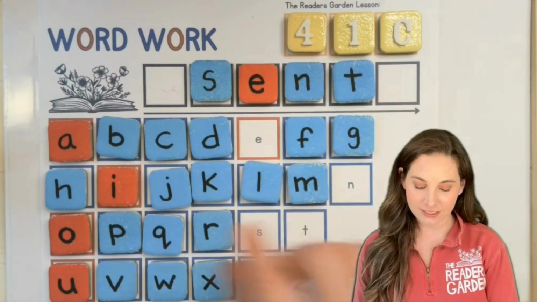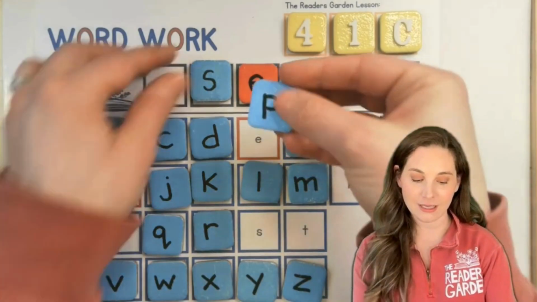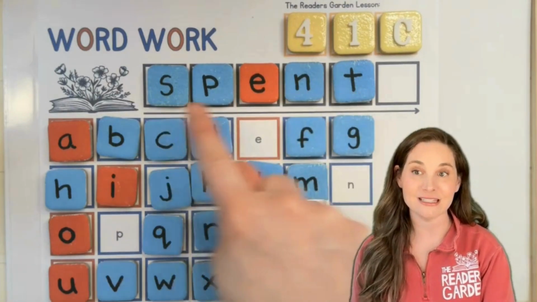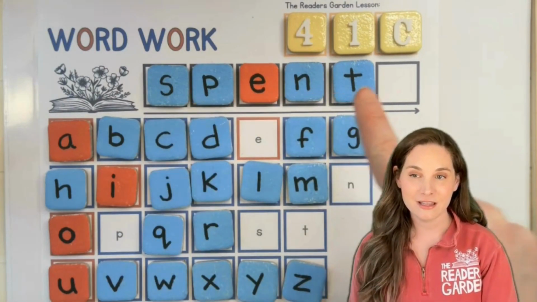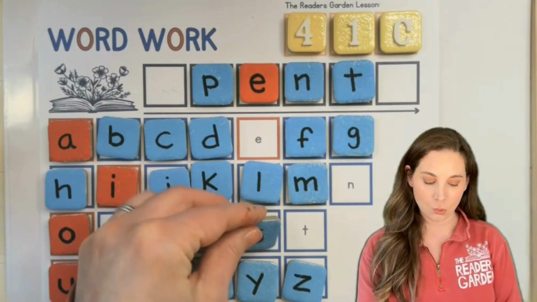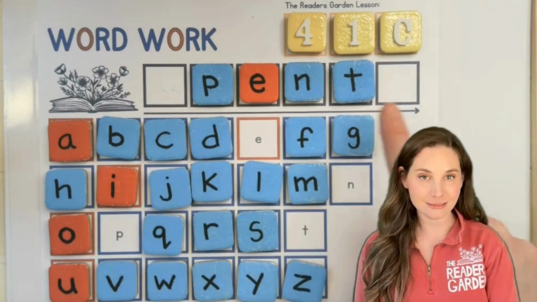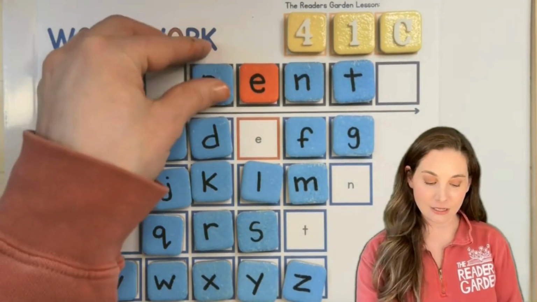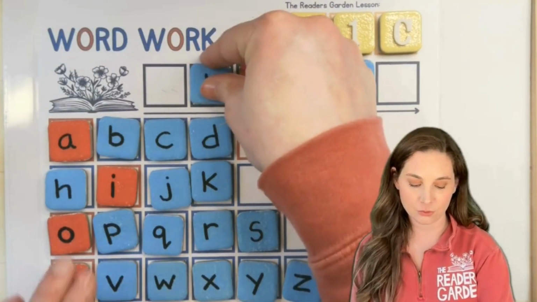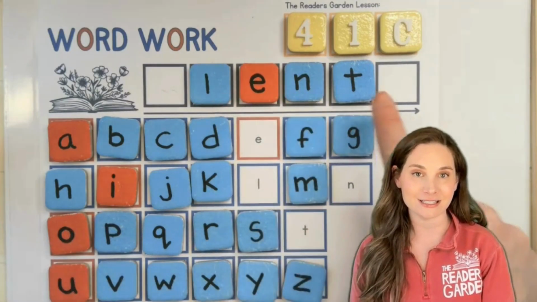Scent. Now, if I take that P and bring it up and slot it right there, I now have spent. Spent. So let's see. If I take off the S, the word becomes pent. And if I take off the P, we have ent. Let's bring up that L. What's the word now? The word is lent.